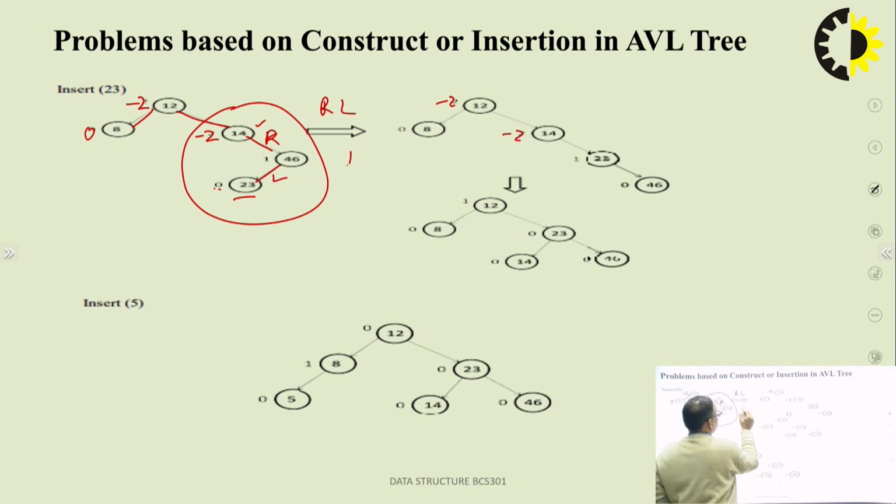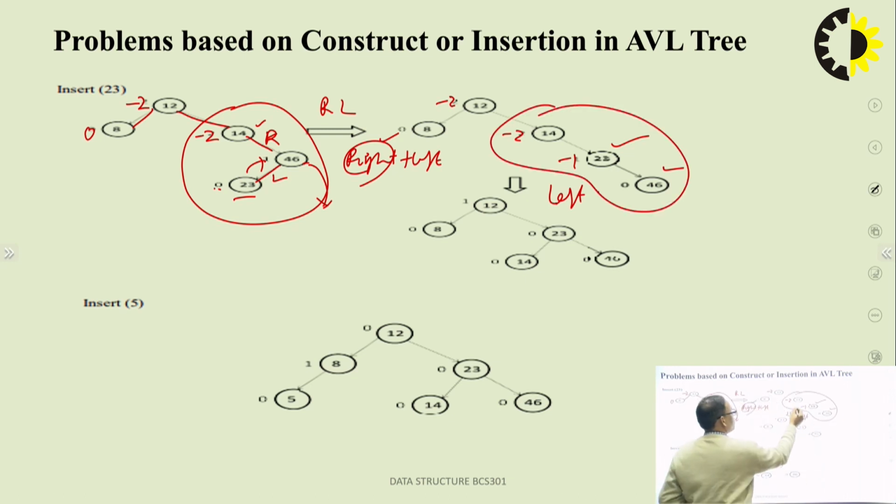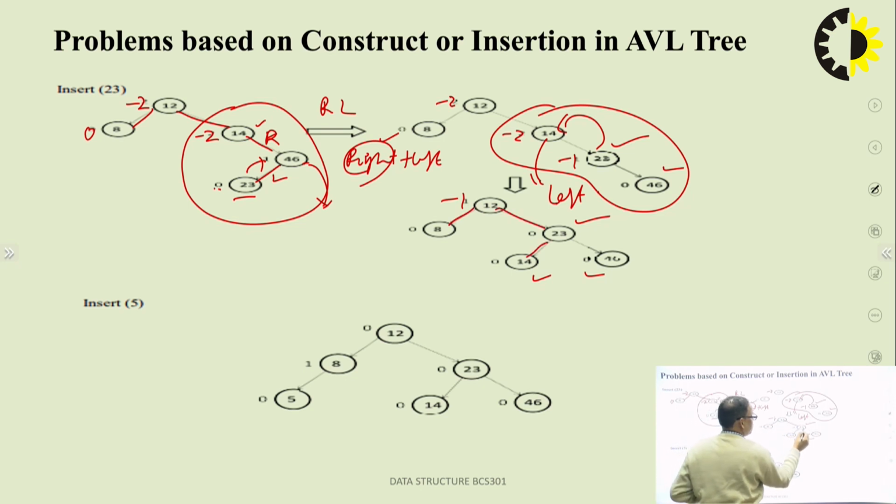First we perform the right rotation followed by the left rotation. So first we perform the right rotation. When the right rotation is performed, 46 moves down here and 23 will be the parent. This will be the subtree, with balance factors 0, -1, -2. Now again we perform the left rotation on this particular tree. When we perform the left rotation, 23 becomes the parent, and this is our tree.